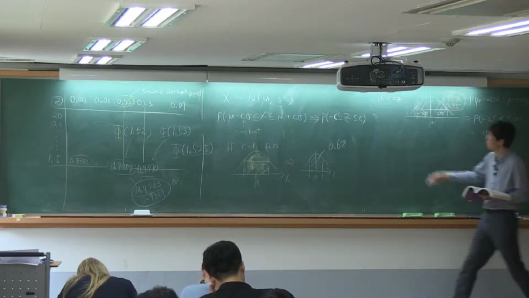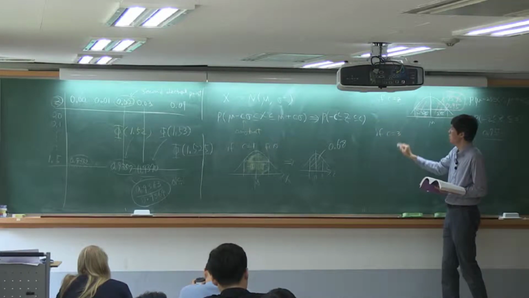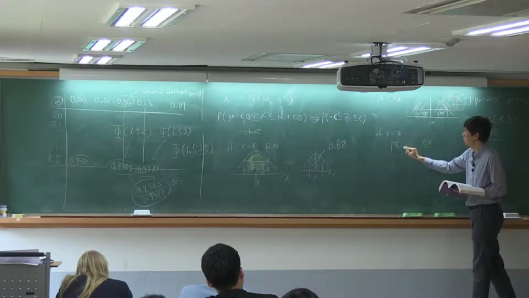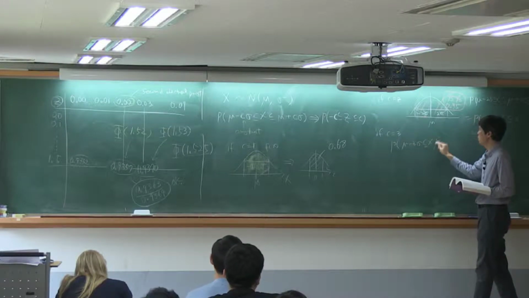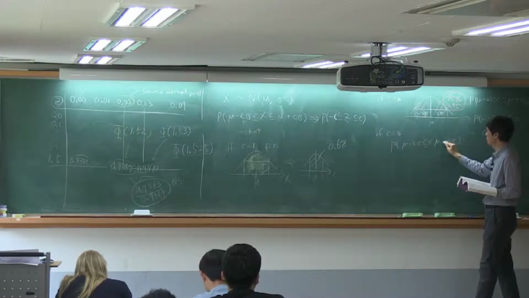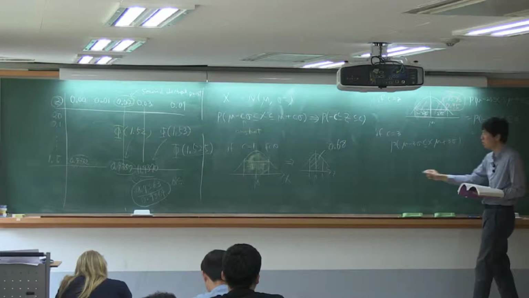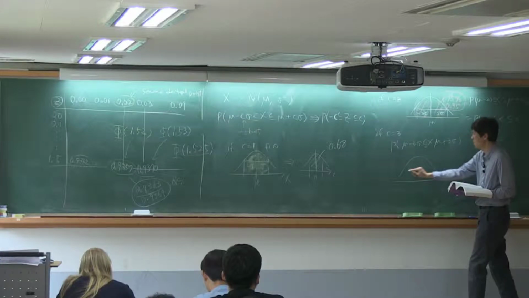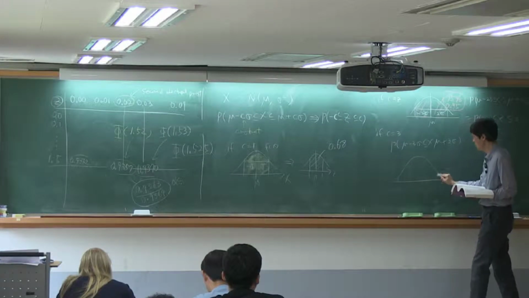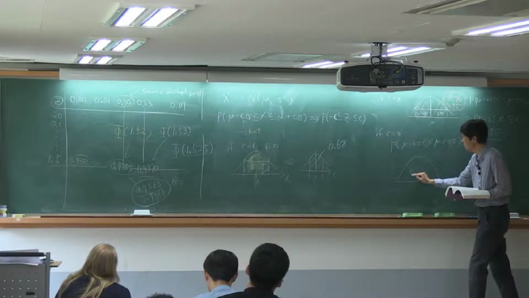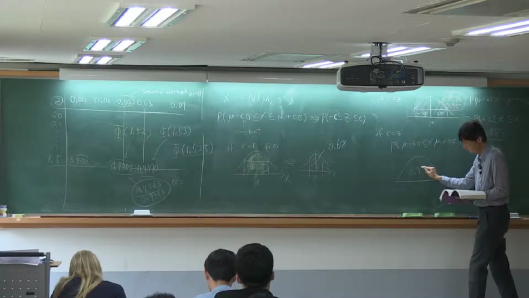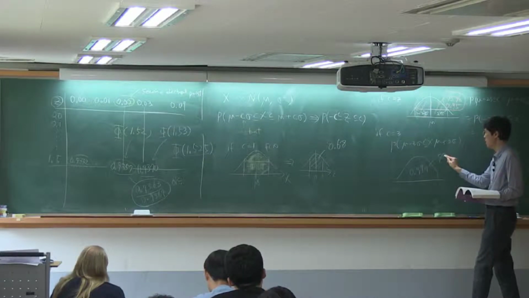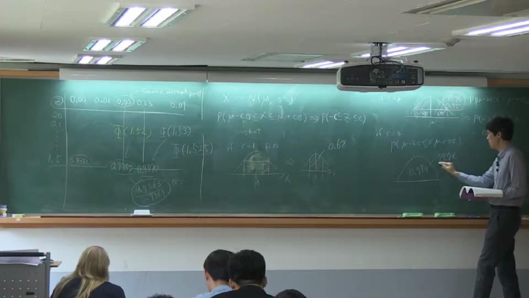If C is 3, the probability X is between mu minus 3 sigma and mu plus 3 sigma covers almost all the area of X. The probability is 0.997, which in percentage is 99.7%.